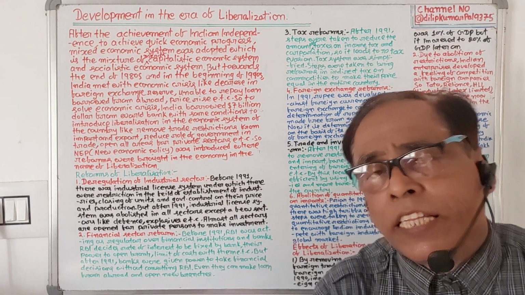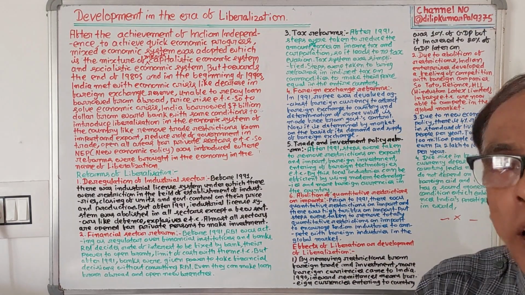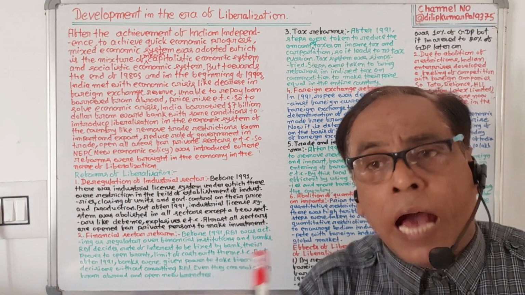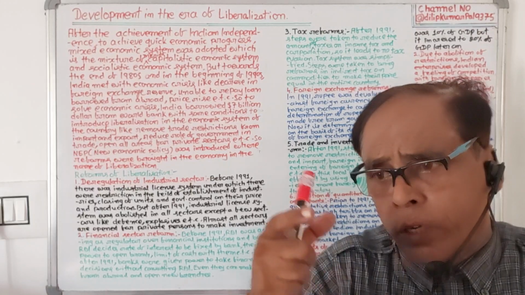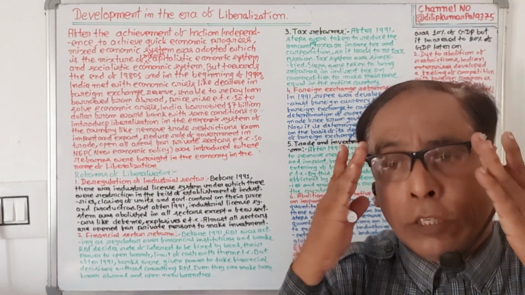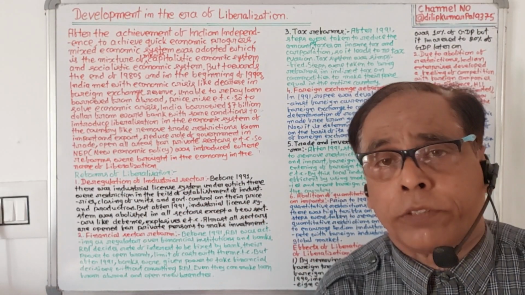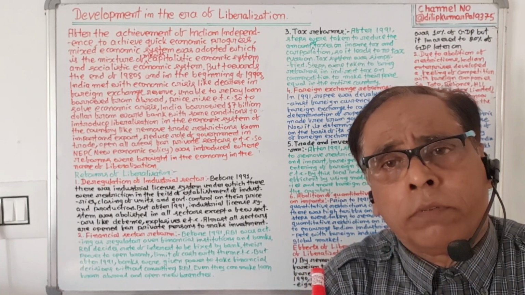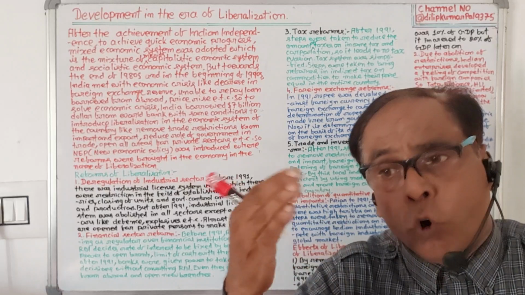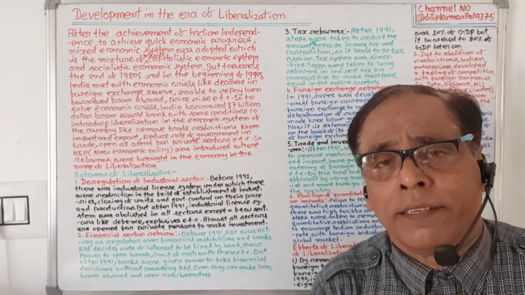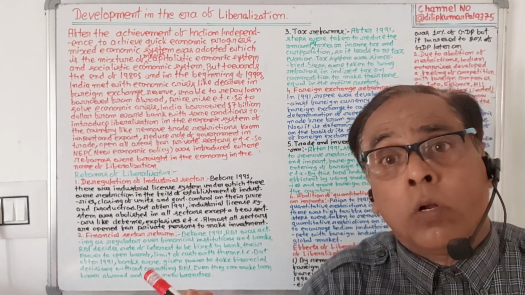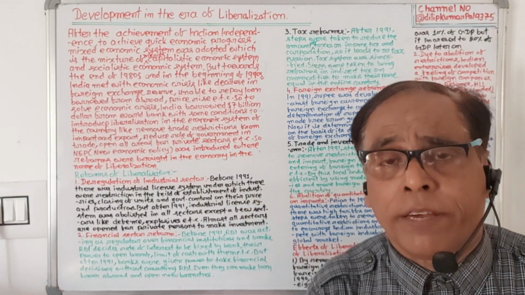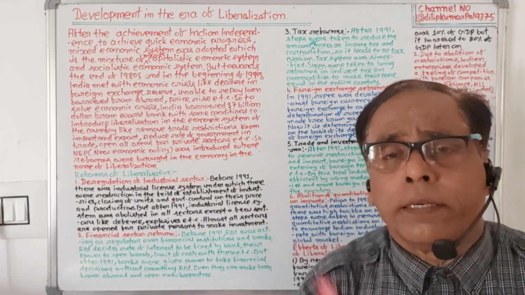Some reforms were made in the financial sector. What reforms were made? Before 1991, RBI was a regulator over banks and financial institutions. It was regulating banks and financial institutions. How much money banks will have with them, when they will open a branch, when they will make a loan, everything was decided by the RBI. So RBI was regulating the banks.